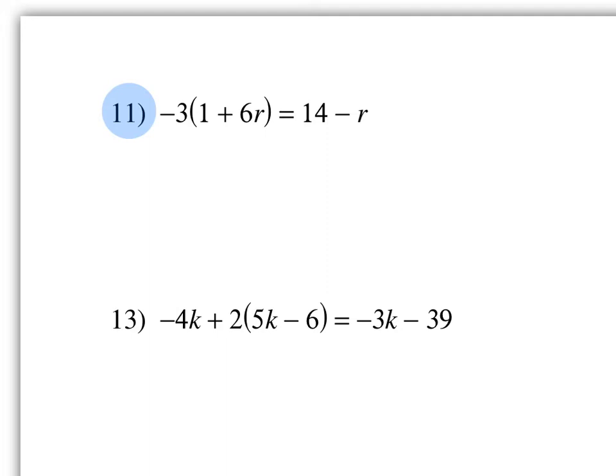So it's only a certain type of problem, like the problems on the front side, where that method of dividing the entire side by a number actually works out. Here, there's no advantage to doing that, so we're just going to go ahead and distribute like we've been doing. Negative 3 times 1 is negative 3. And negative 3 times positive 6r is negative 18r equals 14 minus r. I've got a variable on both sides of the equation. It would make more sense for me to go ahead and add these 18r's to both sides.